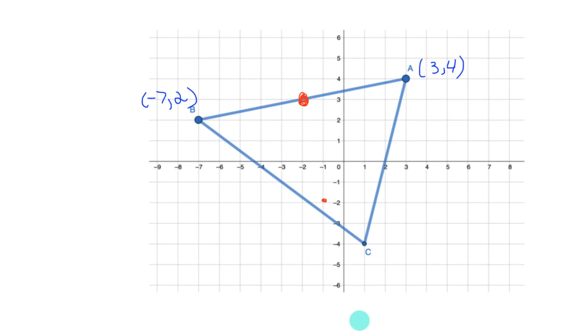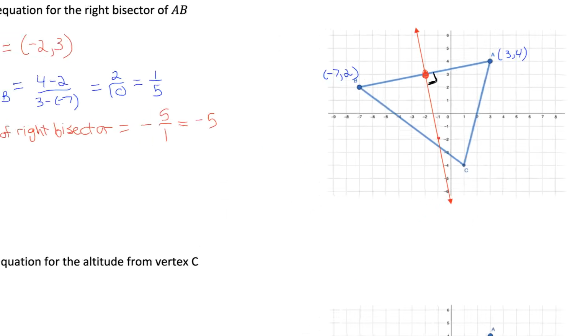Now that I see 2 points on the line, I can draw a line through those 2 points, and that would be my right bisector. So that's the right bisector of line segment AB. Let me just put a little right angle symbol here to show you that it forms a 90-degree angle with line segment AB. So that's what it looks like, but what's its equation?